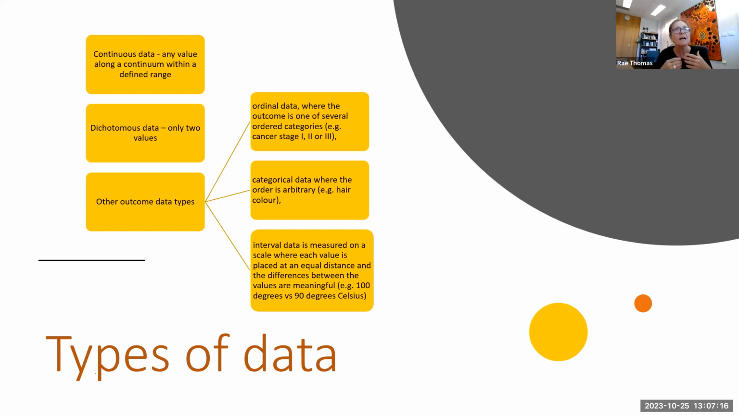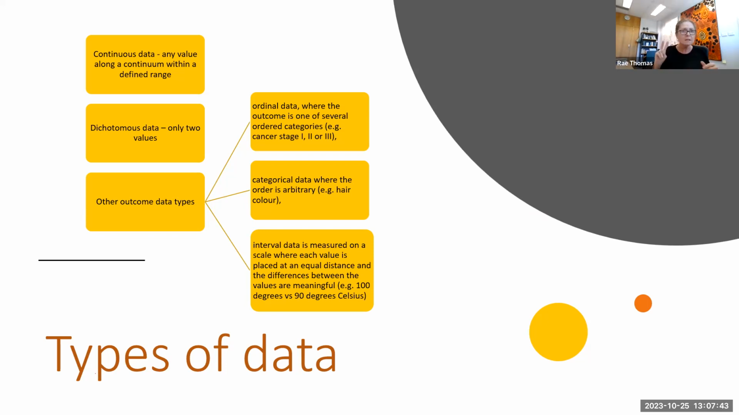Another type of data might be interval data, where it's measured on a scale, but where each value is placed at an equal distance and it differentiates between the values. So those differences are actually meaningful between the values. If you think about Celsius, there's a real meaning between 90 degrees and 100 degrees, or 30 degrees and 35 degrees. So that is interval data.